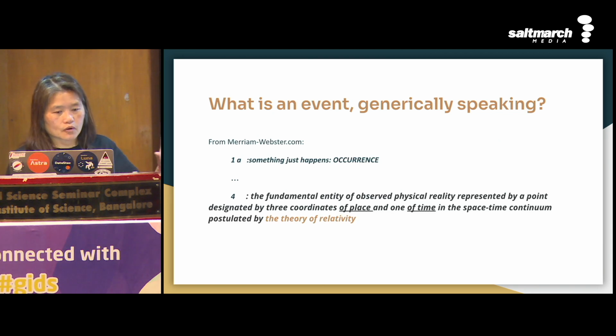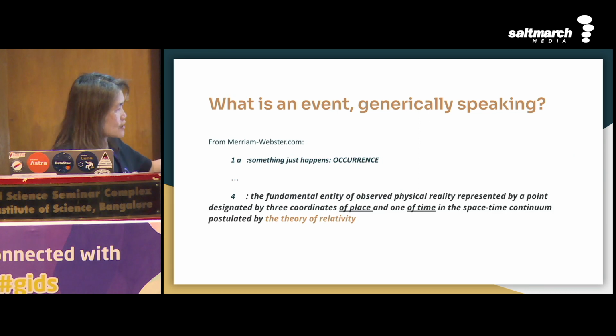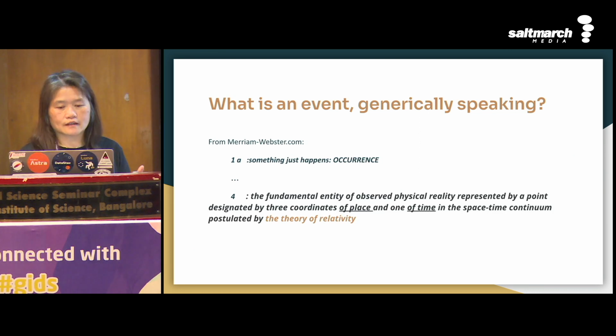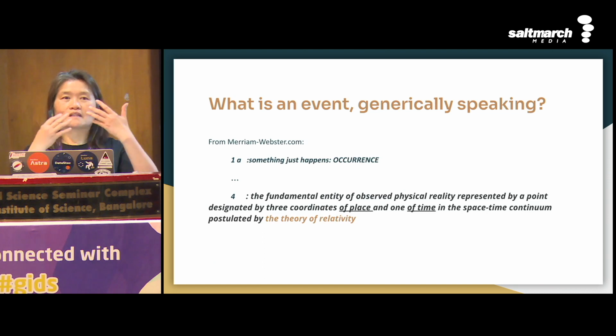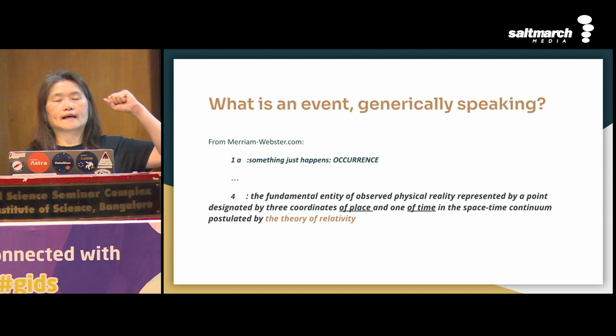Now, looking further as scientists, if I interpret an event using the theory of relativity in a scientific way, it is basically a point in time. So each event happens at a point in time, and that's what we're trying to capture when it gets to computing: the data that occurs at a specific point in time.